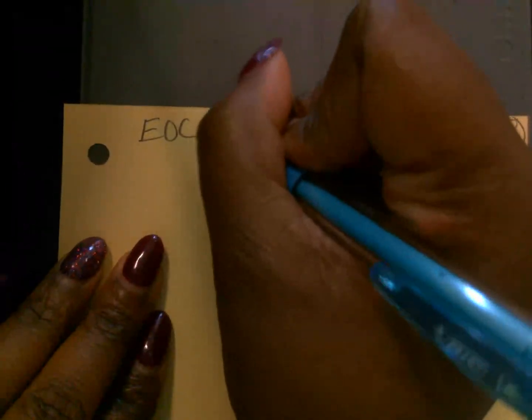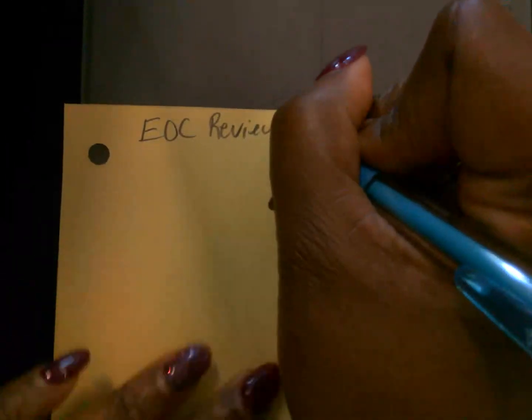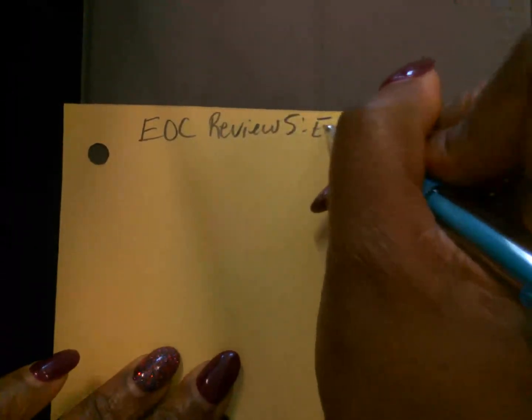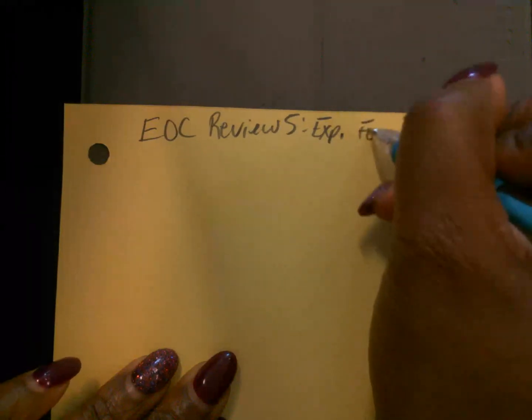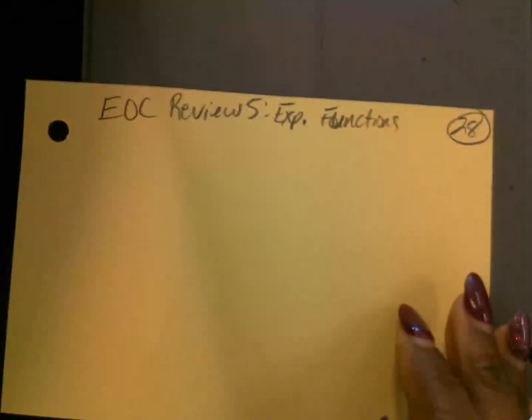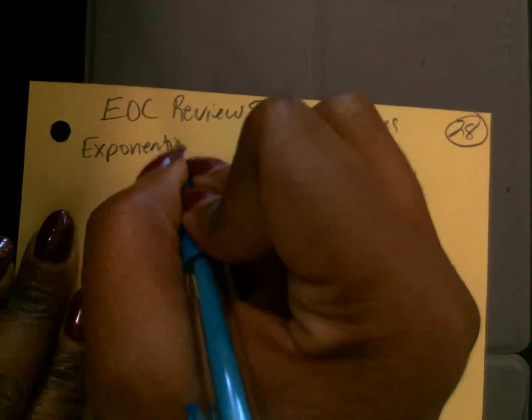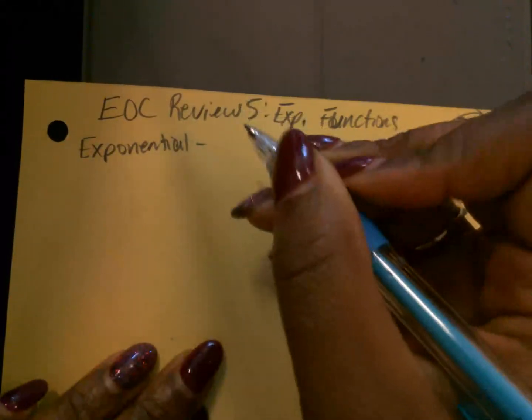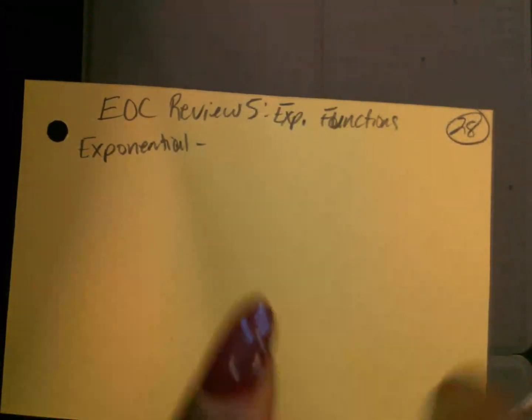28th card. EOC review 5. I'm going to abbreviate exponential functions. This is the definition. An exponential function is going to be a function that graphs a curved line.